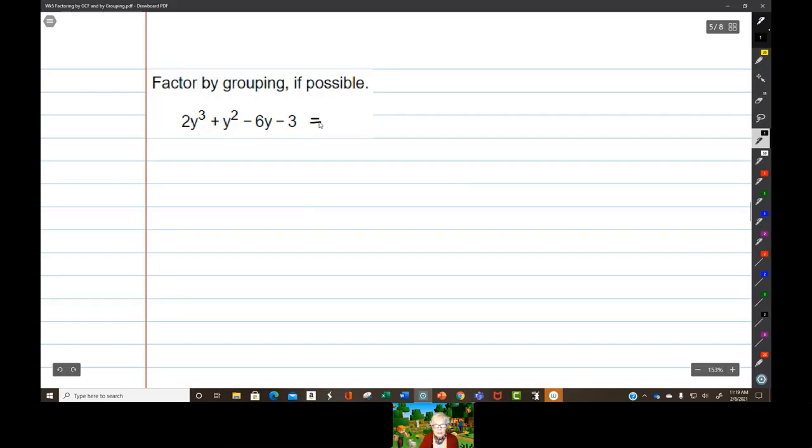Okay, now we're going to do one that's, well, you'll see. I'm going to follow exactly the steps that I wrote down. I'm going to put parentheses around the first two terms. And parentheses around the second two terms. And make sure there's a plus in the middle like that. So do that if you're writing it out with me. Okay, now I'm going to factor the first two terms here in the first set of parentheses by GCF.